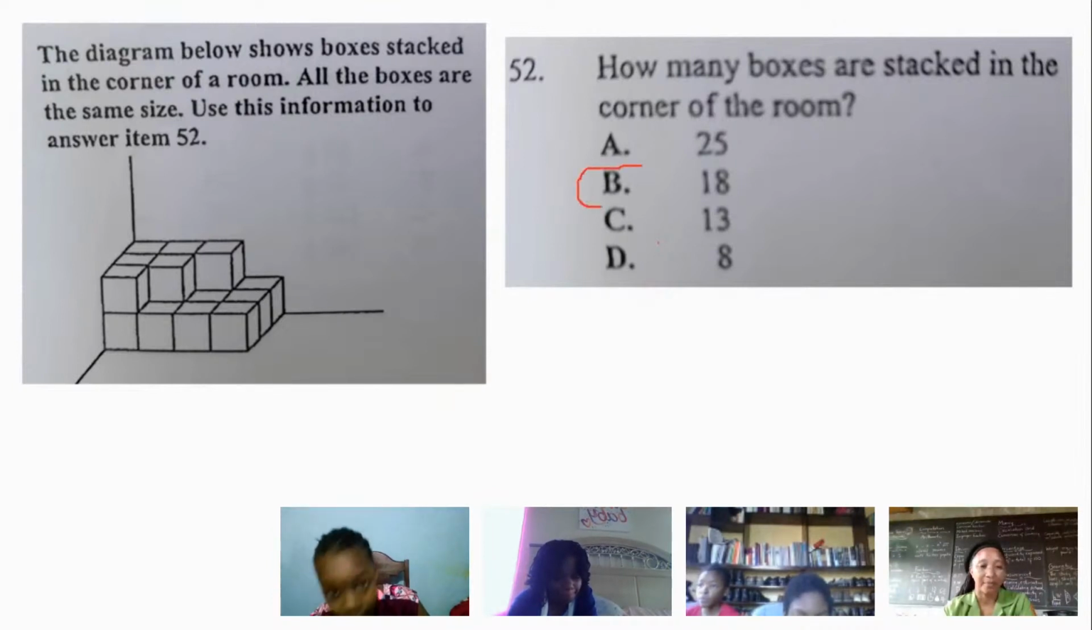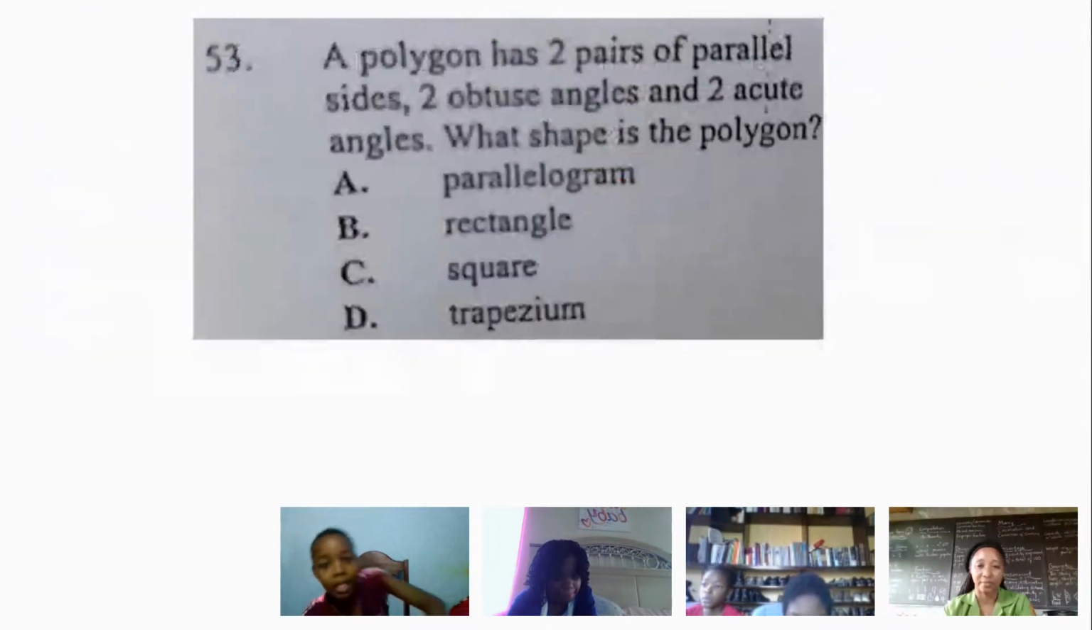So Legende, the next question is yours. Number 53. A polygon has two pairs of parallel sides, two obtuse angles, and two acute angles. What shape is the polygon?